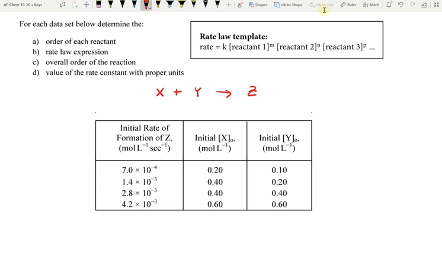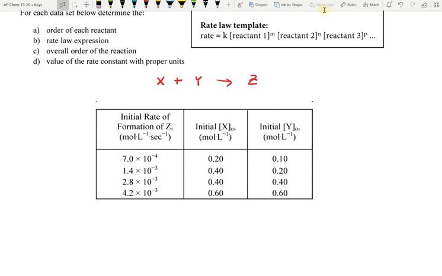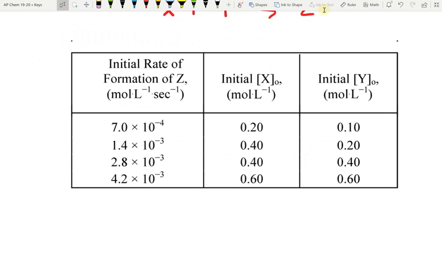We want to do what we did in the last one. We want to try to find two trials where something's held constant and something else is changing in a clear way. And so if I look at that, I'm going to look at trials 2 and 3. In trial 2, X is 0.4, as it is in trial 3. So this is being held constant between those two trials. Meanwhile, the concentration of Y is not constant, obviously, and Y is being doubled. So from trial 2 to trial 3, the concentration of Y is doubling.